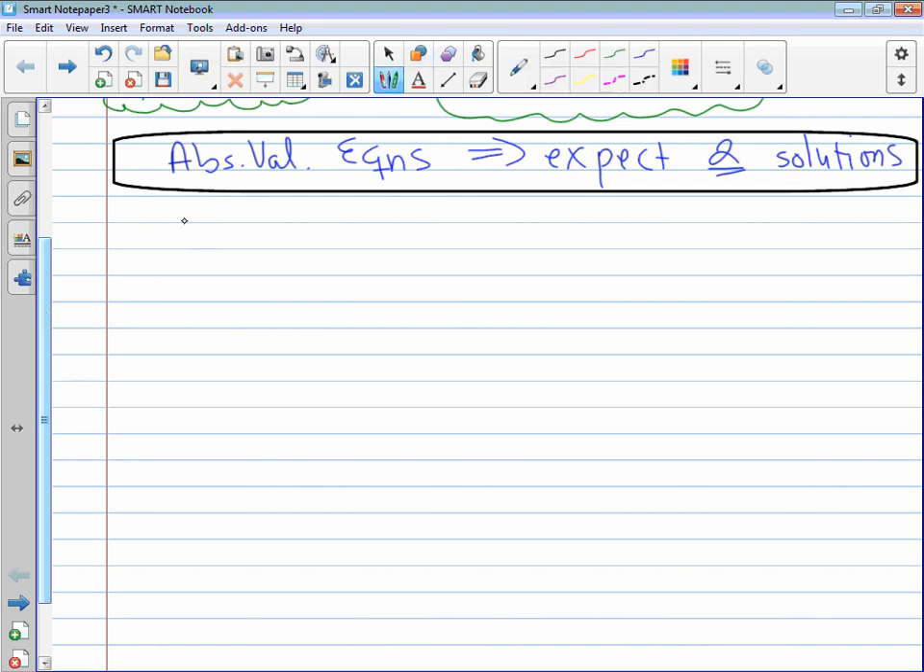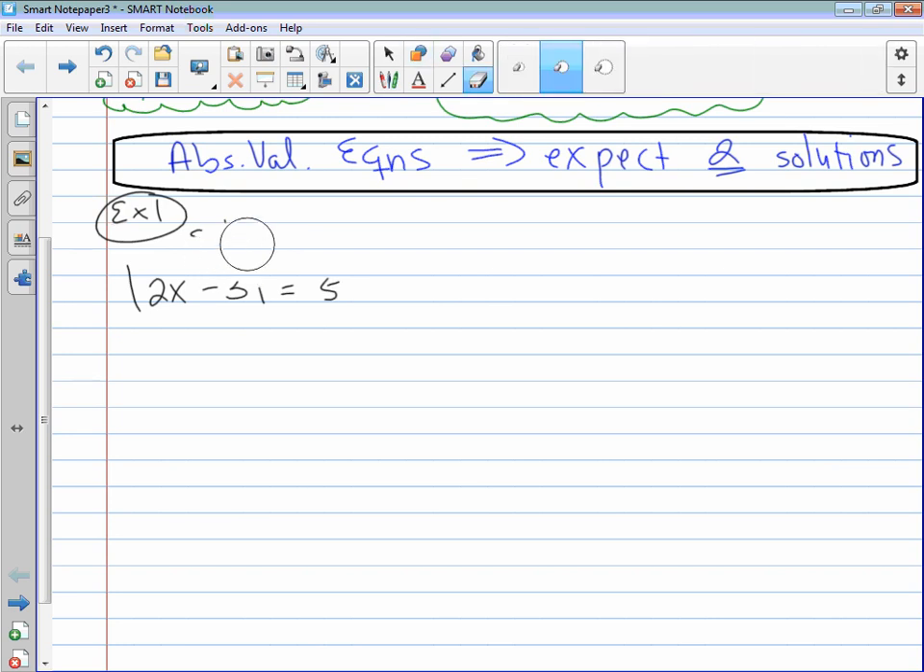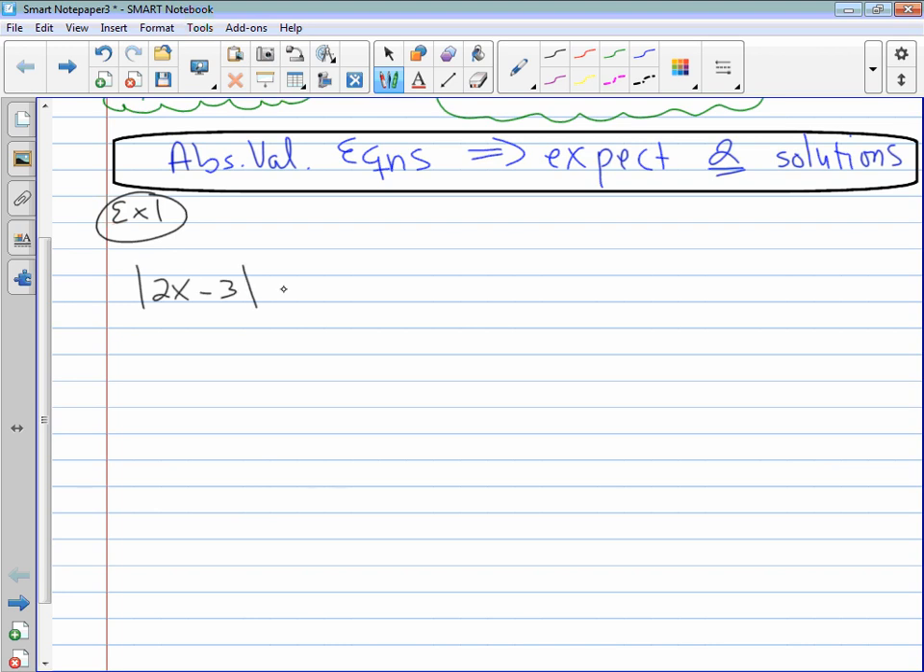Let's say I gave you, and your job's going to be to solve this. Example 1. Solve. Okay, it's absolute value of 2x minus 3 equals 5. I need to make my eraser smaller. It's so clumsy. I'm going to adjust my settings. All right. Absolute value of 2x minus 3 equals 5. And we got to try to find out what x is.